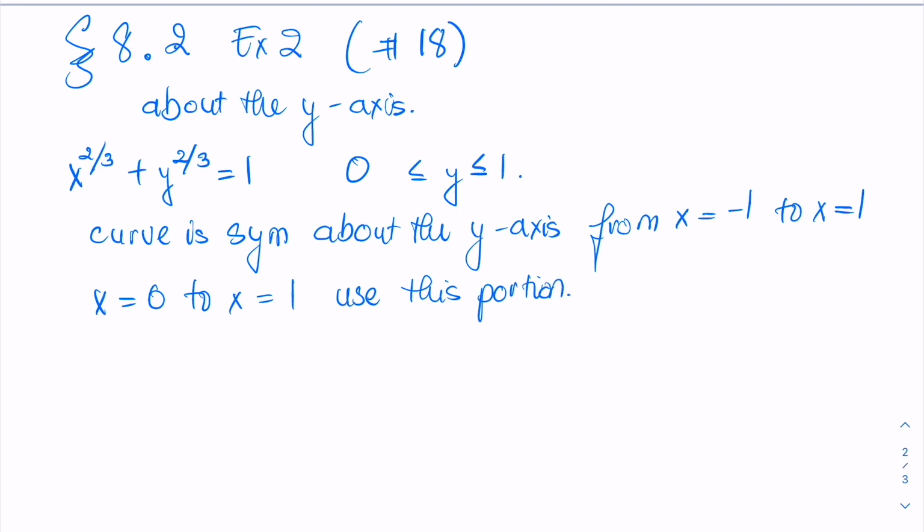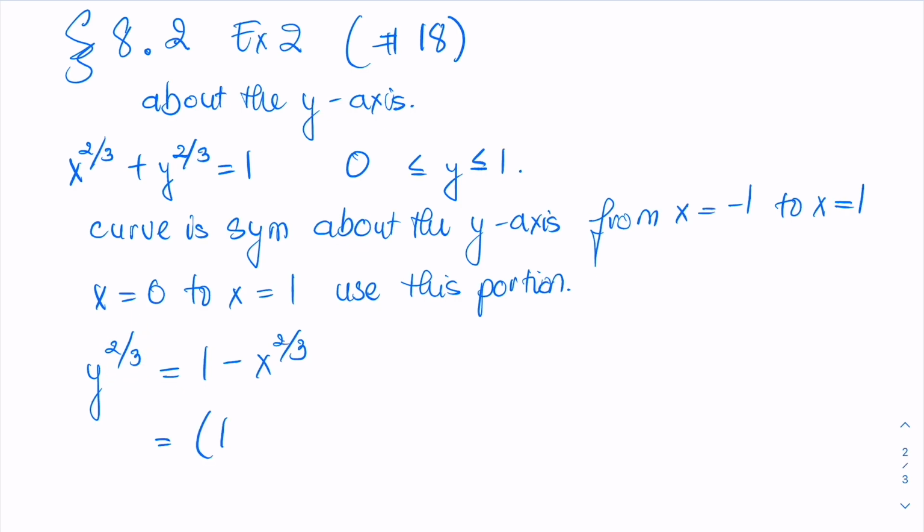So I'm going to rewrite the function as a function of x. So y to the 2/3 equals 1 minus x to the 2/3. So I need to get rid of that 2/3. So it should be (1 minus x to the 2/3) to the 3/2.